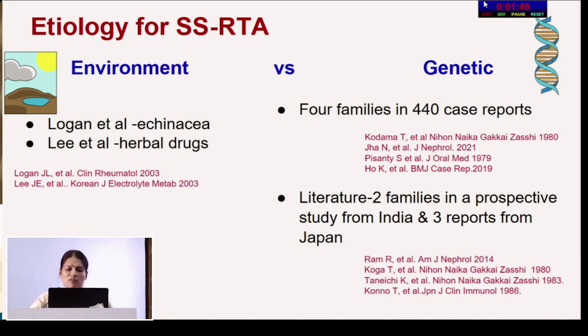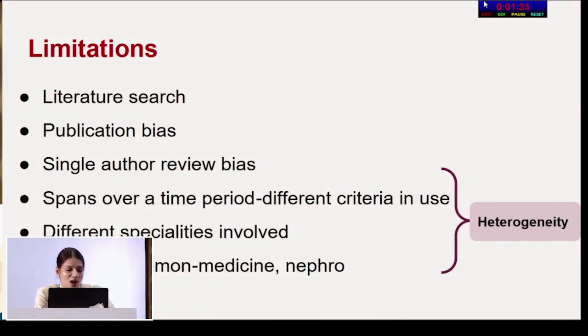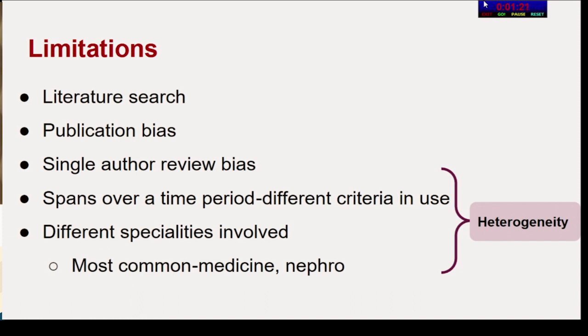Only 2 people have reported this, and if you look at the genetic aspect, I found this very interesting. In 4 families, in 440 case reports, there were other members who had renal tubular acidosis. And the case reports which I had not included in the study, I also looked at further, and there are 2 families in a prospective study from India and 3 reports from Japan, which again have a family history of Sjogren's syndrome with renal tubular acidosis. Now, case reports come at the lowest base of our evidence pyramid, and I know there are a lot of limitations in this research.